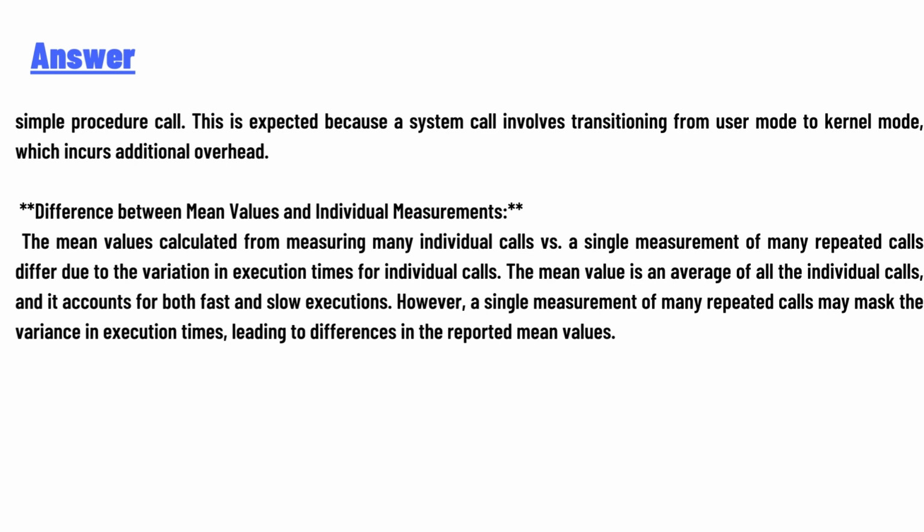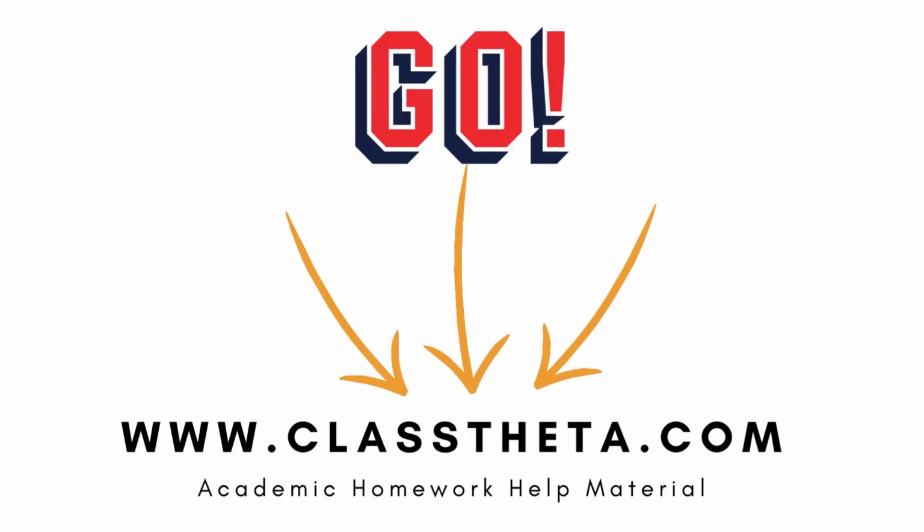Difference between the mean value and individual measurements. The mean value calculated from measuring many individual calls versus a single measurement of many repeated calls differs due to variation in execution times for individual calls. The mean value is an average of all individual calls and it accounts for both fast and slow execution. However, a single measurement of many repeated calls may mask the variance in execution times, leading to differences in the reported mean values.